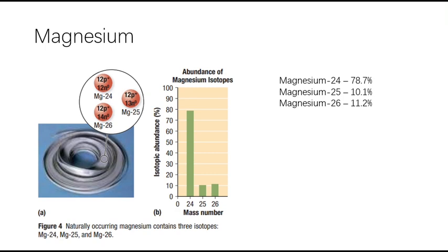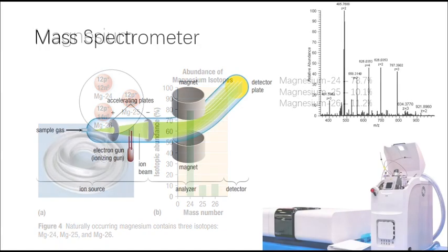Different elements have different numbers of isotopes, and these specific isotopes exist in different relative abundances, or the percentages they exist in the element. For example, natural magnesium is a mixture of three isotopes, which are magnesium-24, magnesium-25, and magnesium-26. On average, a sample of natural magnesium consists of 78.7% magnesium-24, 10.1% magnesium-25, and 11.2% magnesium-26, as shown in this diagram here.